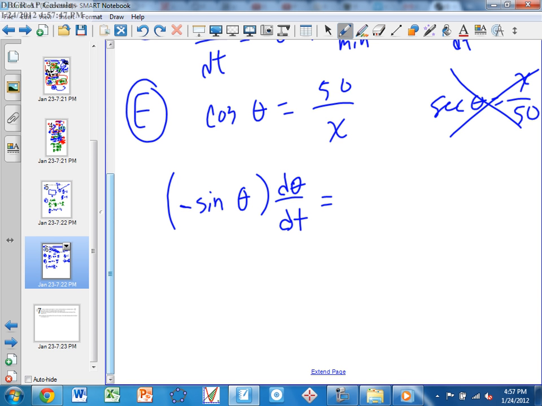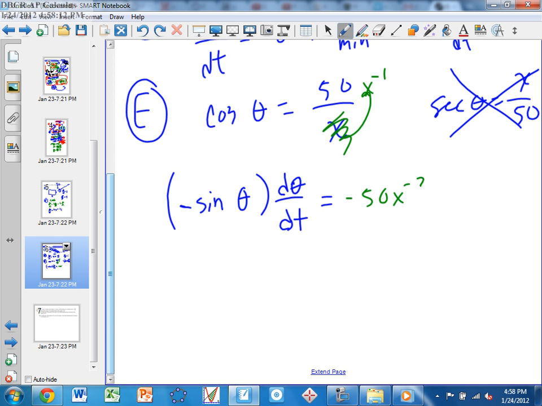On the right side, what's the derivative of 50 over x? No, don't do a product or quotient rule. Move this up, make it x to the negative 1, and now it doesn't exist there. Negative 50, x to the negative 2.